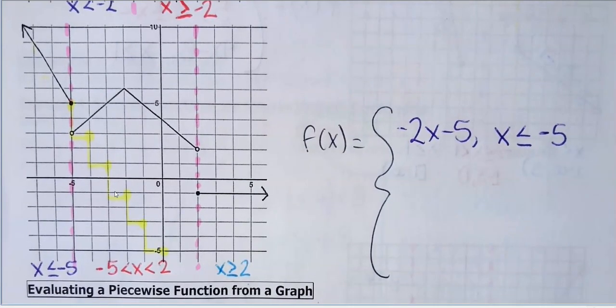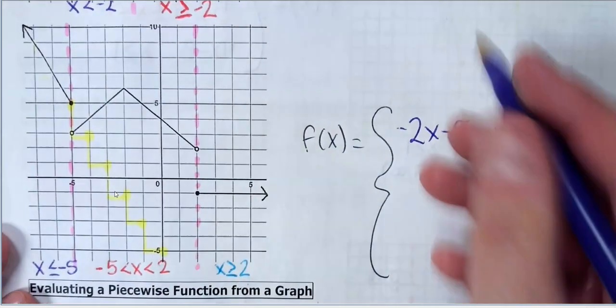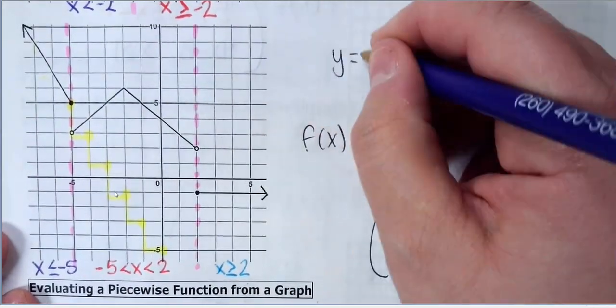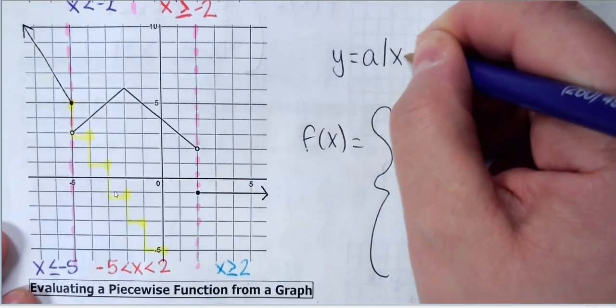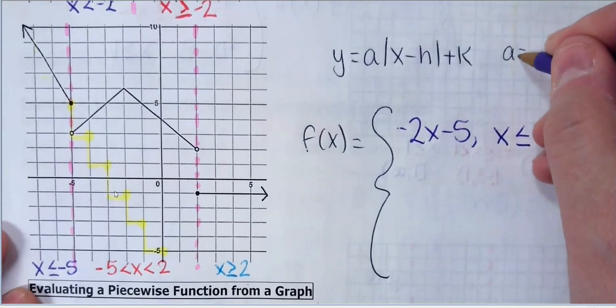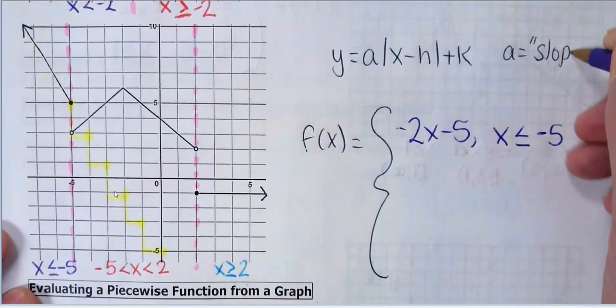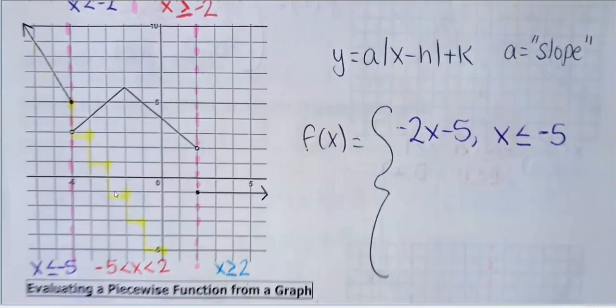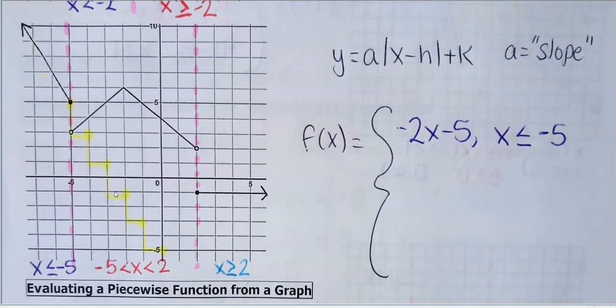All right, now, just so you have it on your paper, I'm going to write the general form for an absolute value. This would be y equals a times the absolute value of x minus h plus k, super similar. And a there, I'm going to put this in quotation marks, is basically the slope of either side there. If I'm looking at that absolute value graph on that piecewise function, what would you tell me a is for that?